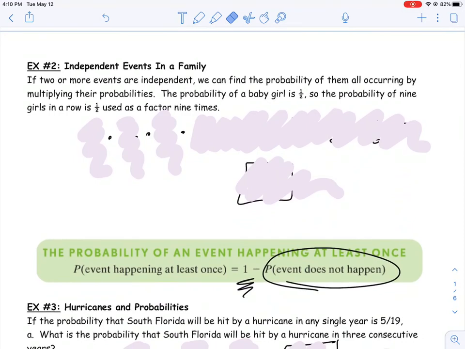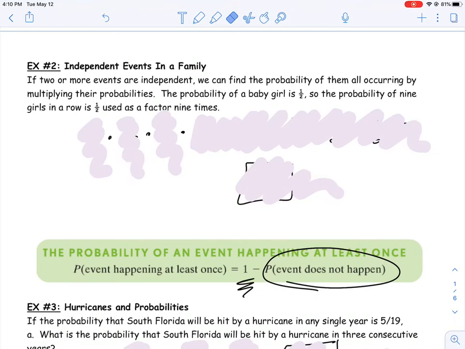Now look at example 2. Example number 2 says, if 2 or more events are independent, we can find the probability of them all occurring by multiplying their probabilities, right? Like we just said. The probability of a baby girl is 1/2, right? What's the probability that you're going to have a girl? That's 1 out of 2. So the probability of 9 girls in a row is, let's say I have a girl and then another girl and then another girl, 9 different times, right? And so I've got to find the probability of having a girl times the probability of having a girl, and I need to do that 9 different times.